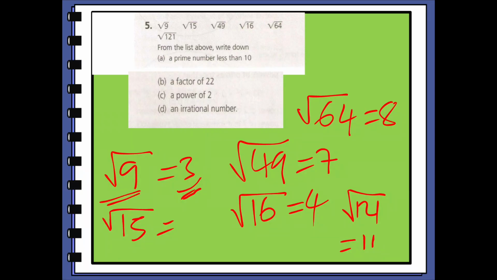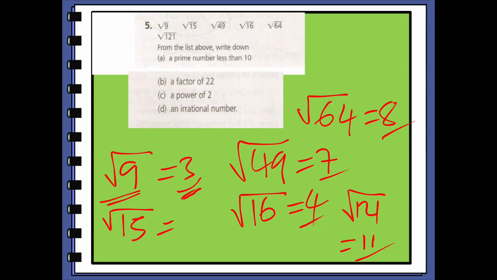B, a factor of 22. Which of these answers can be found? Okay, 4, 7, 8, what? Which of these can enter 22? Then C, a power of 2. So which of these answers we have listed out is an even number, because a power of 2 is an even number. So which of these is even?